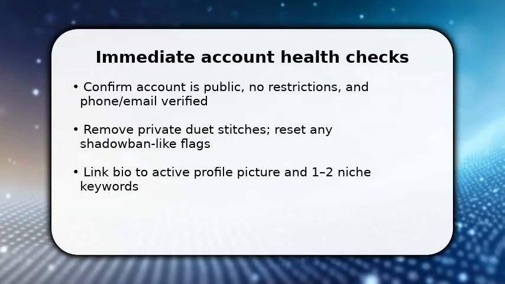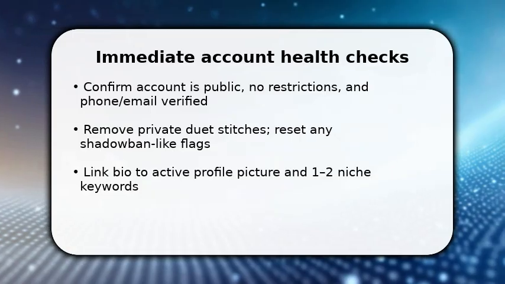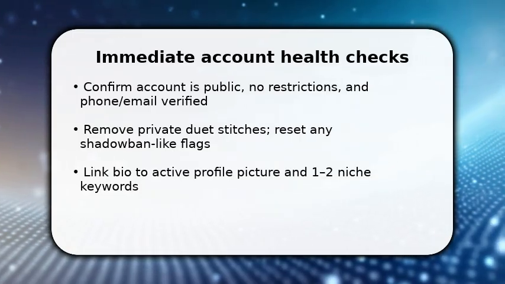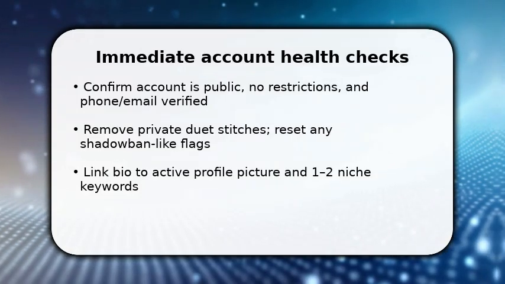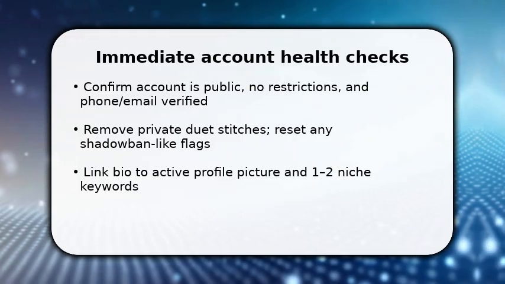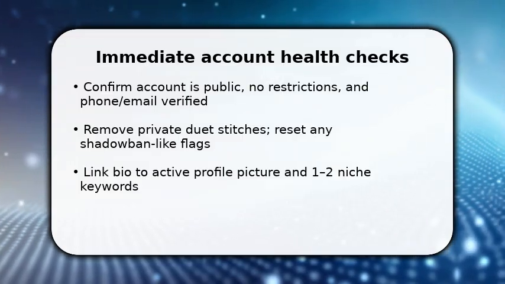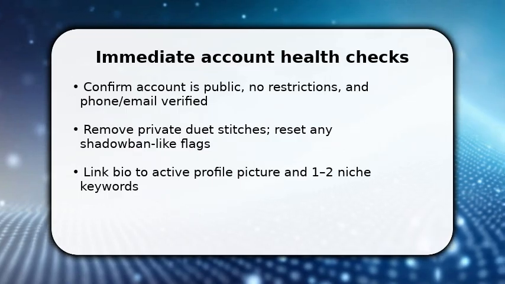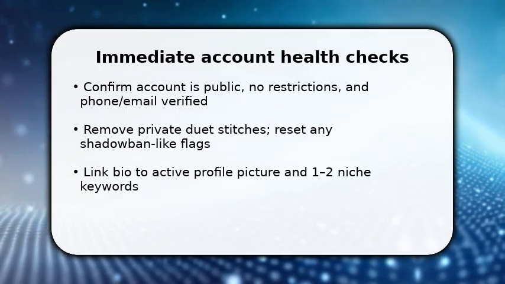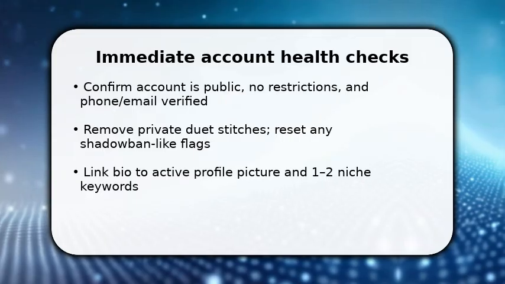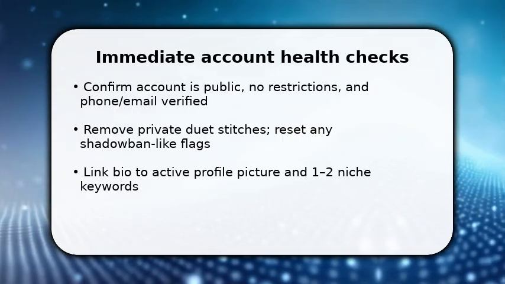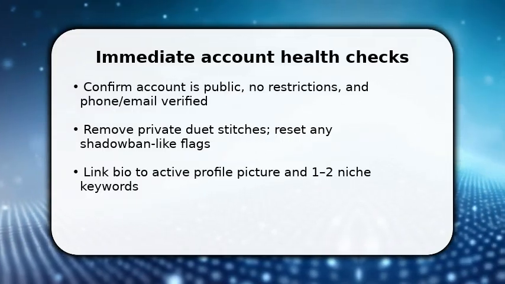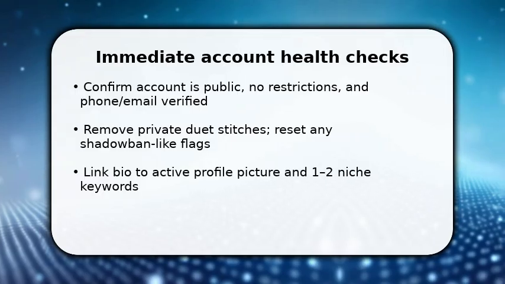You start by confirming account health. Make sure your profile is public, verified with phone or email, and free of temporary restrictions. Then remove private clips or duet stitches that limit distribution because the algorithm favors open content. Next, optimize your bio with 1 to 2 clear niche keywords and a recognizable profile image. This helps the system categorize you quickly.